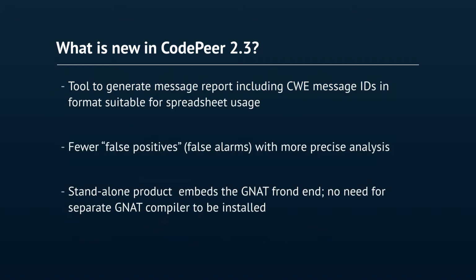We have begun to incorporate the notion of the Common Weakness Enumeration, CWE, into some of our tools, and you'll see this increasing in future releases of CodePeer as well. Right now it's available as part of our capability of exporting an Excel compatible spreadsheet. We can include the CWE message IDs within that.